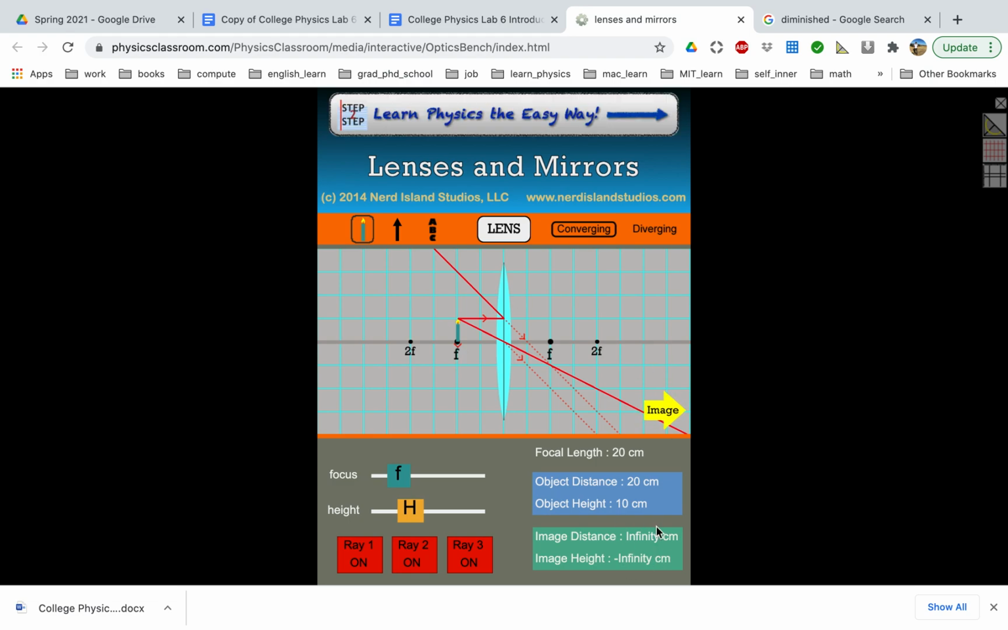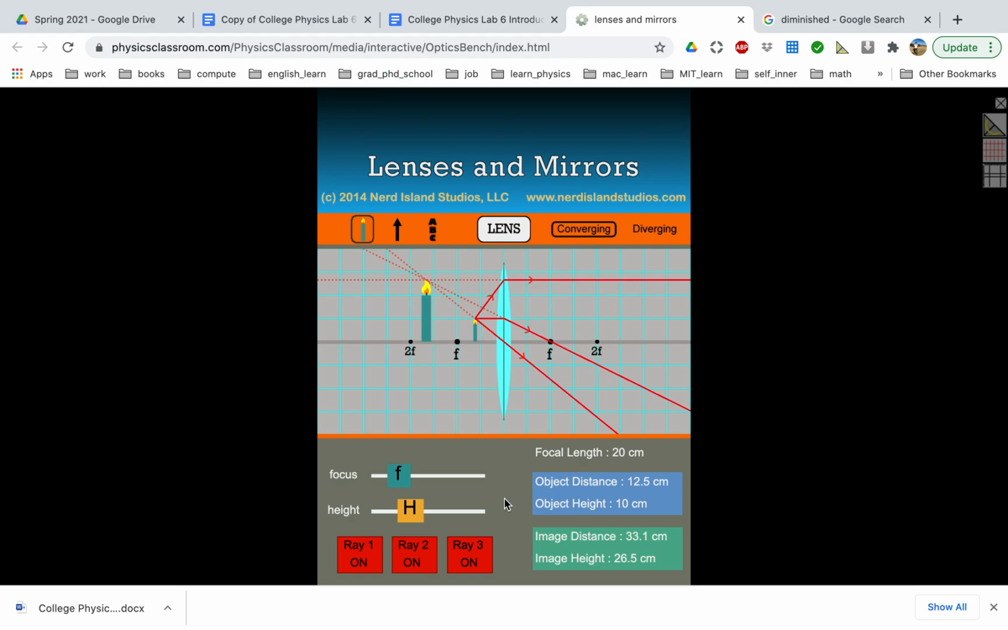Okay, and then they move this to this distance. Of course they will see something different. When the object is moving between the focal point and the lens, the image formed is now a virtual image here, and this is really the setup for a magnifying glass.